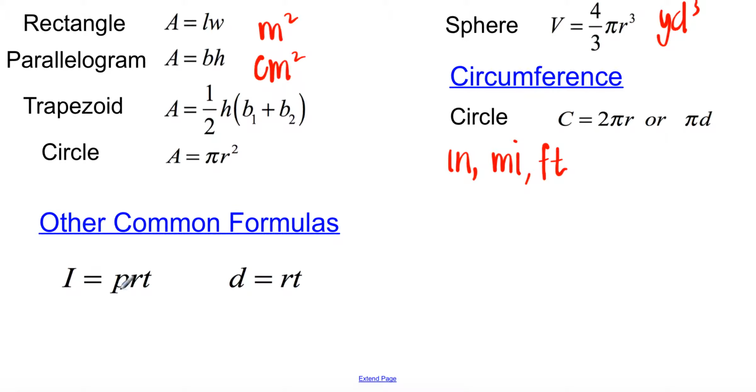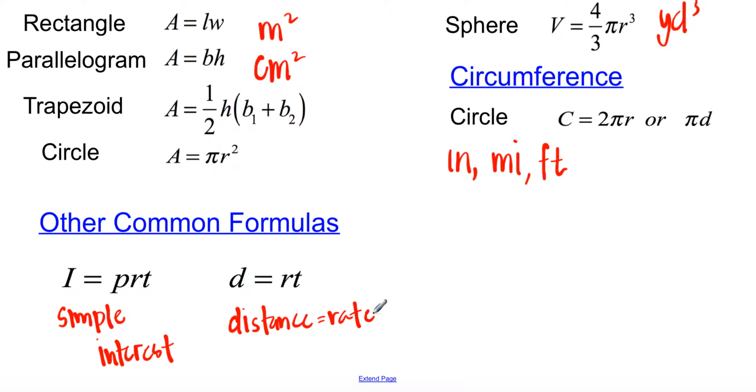Our interest formula is a common one. This is for simple interest. Interest is equal to principal, that's the P, times rate times time. And over here, the distance formula. Distance is equal to rate times time. So the R in both of them stands for rate, and the T stands for time.